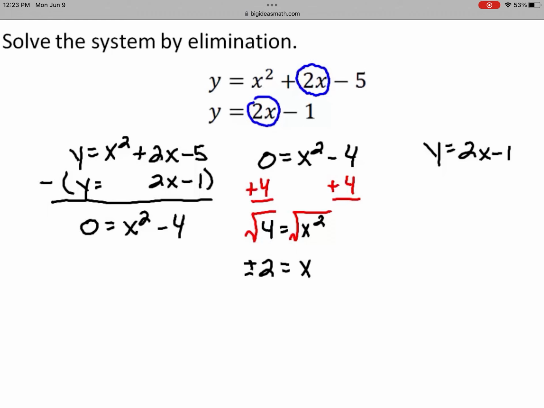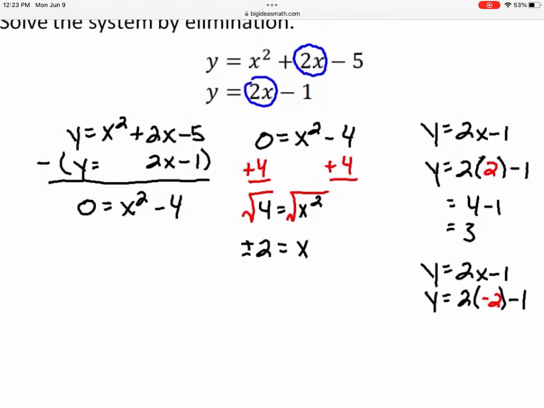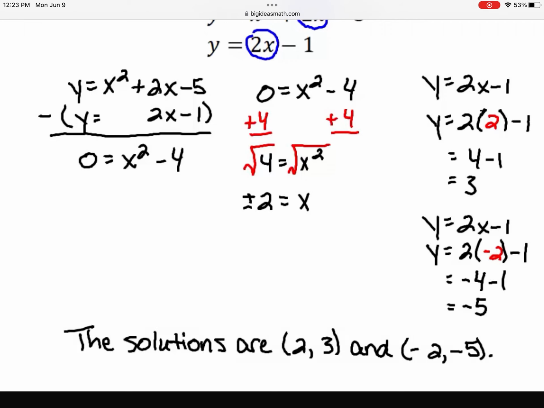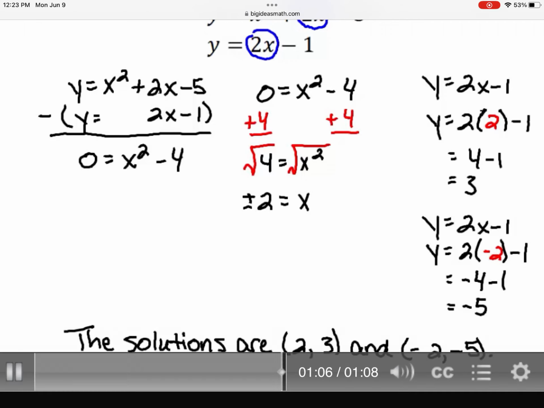First substitute 2 for x. 2 times 2 is 4, and 4 minus 1 is 3. So when x equals 2, y equals 3. Now substitute negative 2 for x. 2 times negative 2 is negative 4, and negative 4 minus 1 is negative 5. So when x equals negative 2, y equals negative 5. So the solutions are (2, 3) and (negative 2, negative 5).